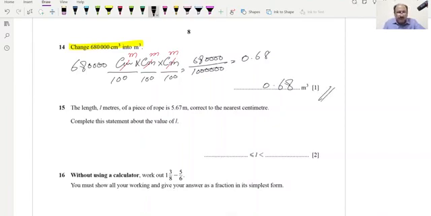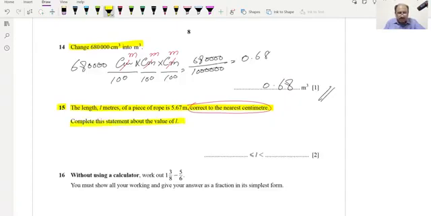This was a 1 mark part, but I have explained it properly so that you can solve similar types of unit conversion questions easily. Question number 15: the length L meters of a piece of rope is 5.67 meters, correct to the nearest centimeter. Complete the statement.